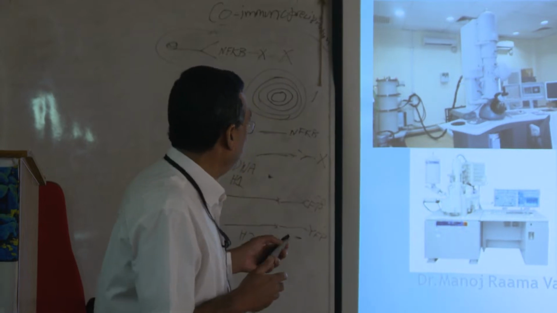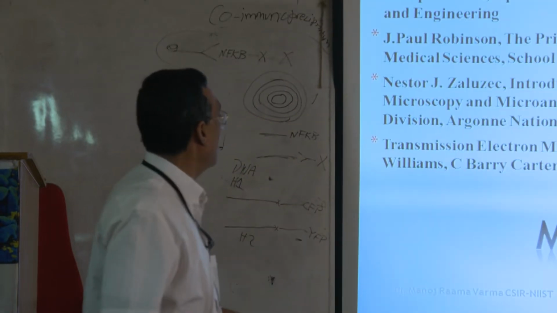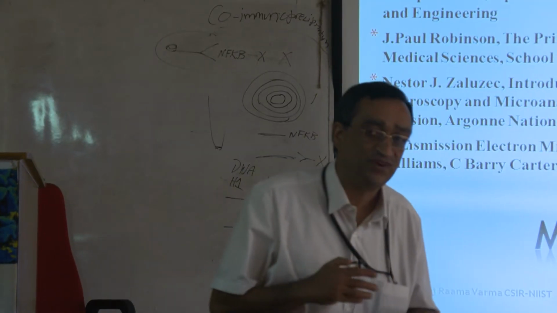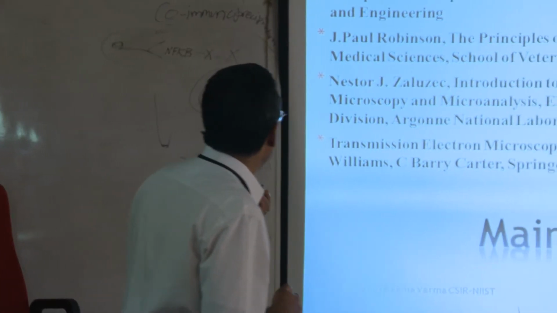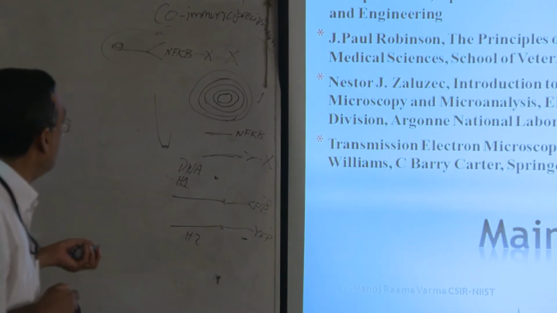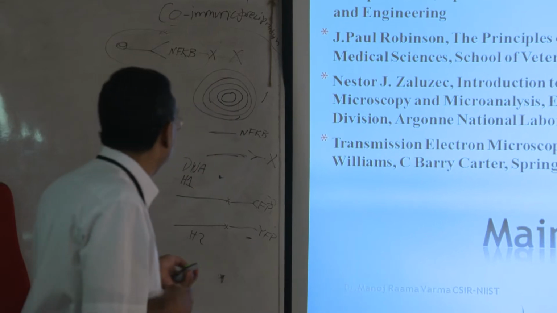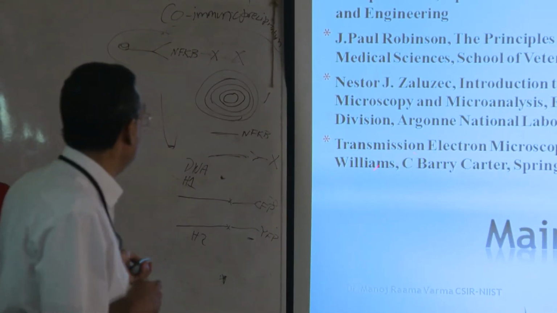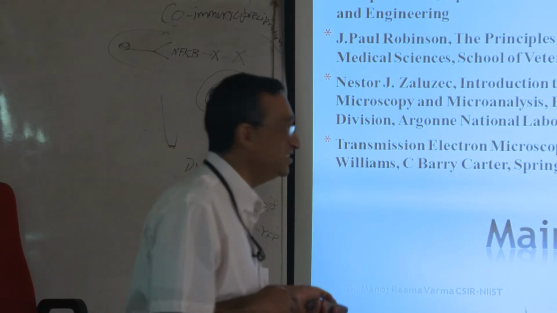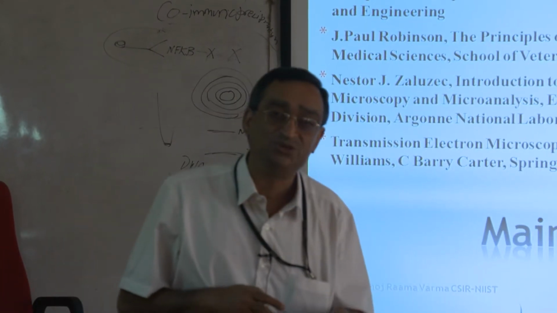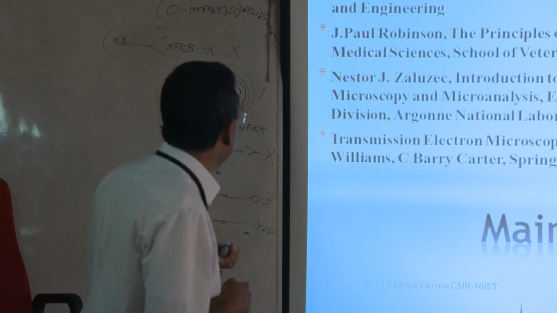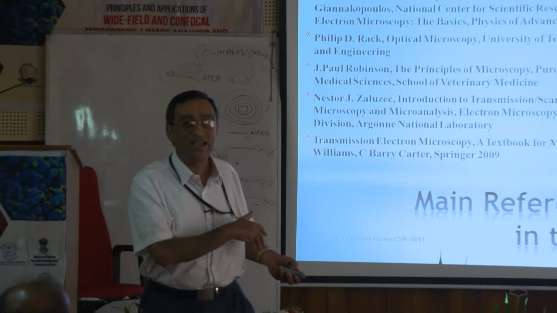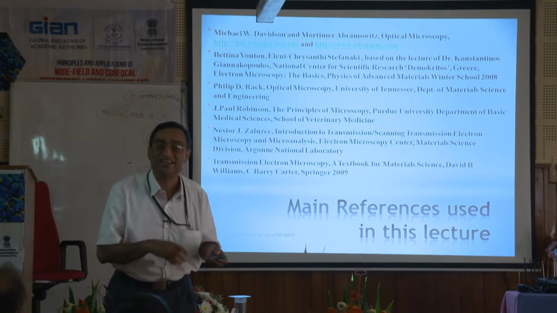It's very interesting, and I have used a lot of references for preparing this talk. The electron microscopy part is taken from Transmission Electron Microscopy, a textbook for material science by David Williams and Barry C. Carter, published by Springer in 2009, and other articles. All these articles are available with me, and if anybody is interested, I can share.